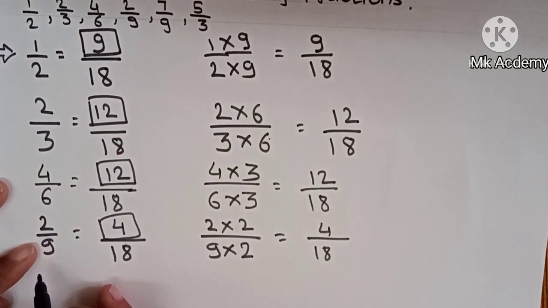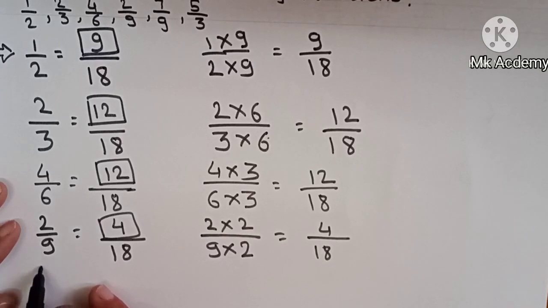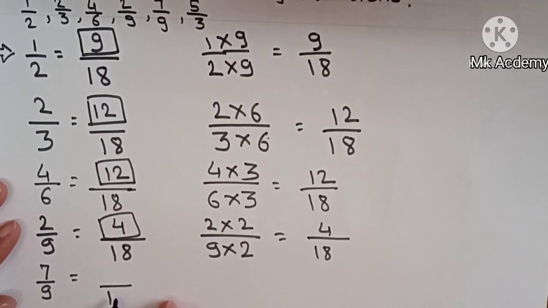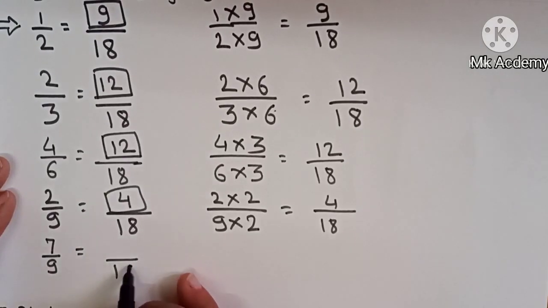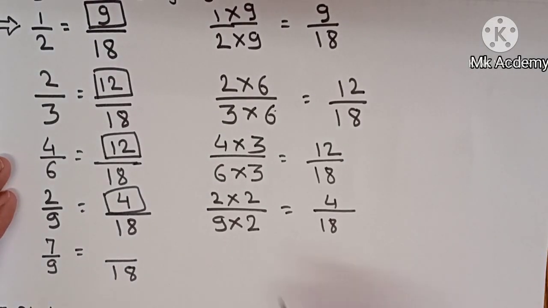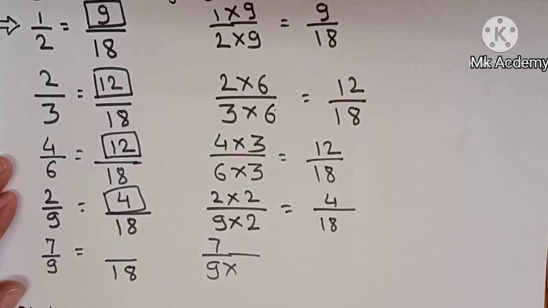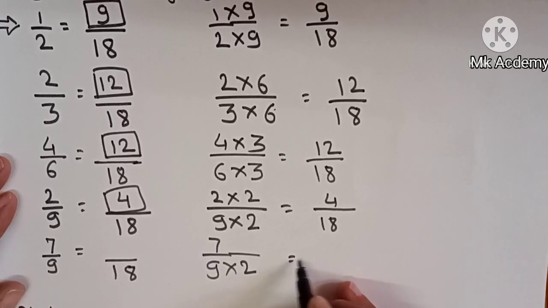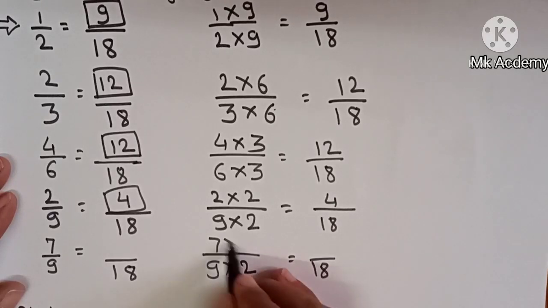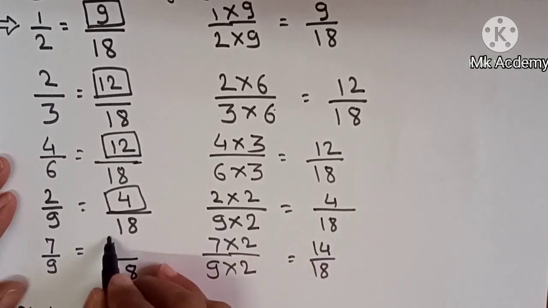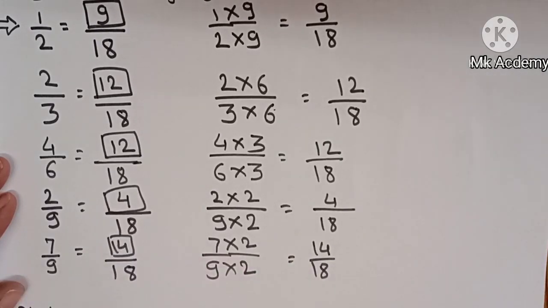Okay. Now next fraction, 7 by 9. The denominator is 18. Now 7 by 9. Which number do we multiply 9 by to get 18? 2. 9 twos are 18. Therefore the numerator we also multiply by 2. 7 twos are 14. We get the answer 14.